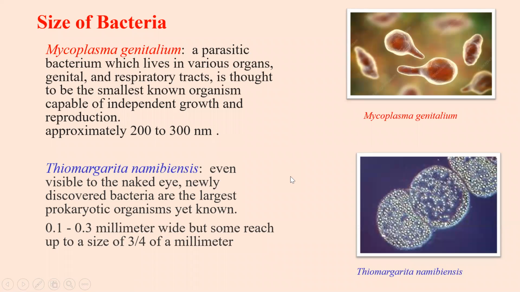Now, regarding the size of bacteria, Mycoplasma genitalium is a parasitic bacterium which lives in various organs like genitalia and respiratory tracts. It is thought to be the smallest known organism capable of independent growth and reproduction. The size is approximately 200 to 300 nanometer. On the other hand, Thiomargarita namibiensis is even visible to the naked eye, and they are the largest prokaryotic organisms yet known. The size is 0.1 to 0.3 millimeter wide, but some reach up to a size of 3/4 of a millimeter.